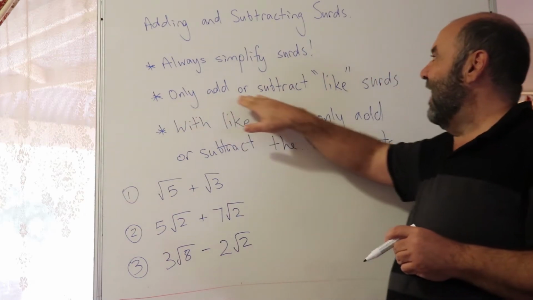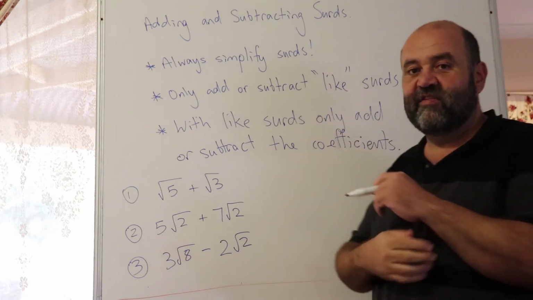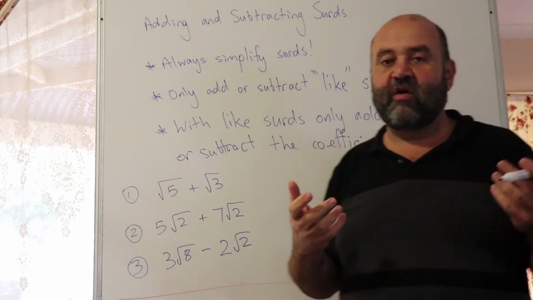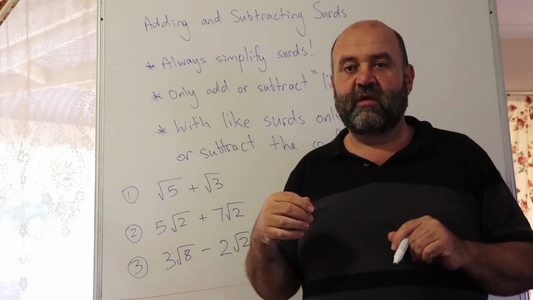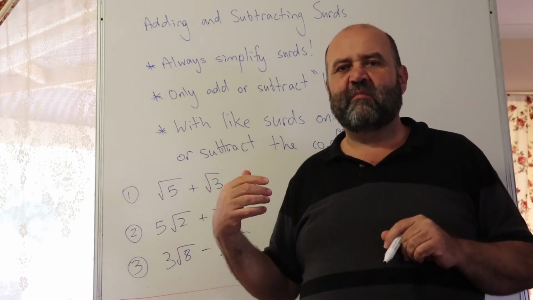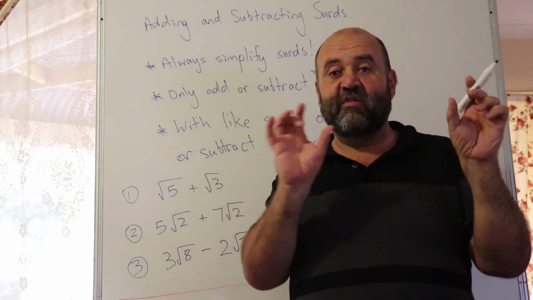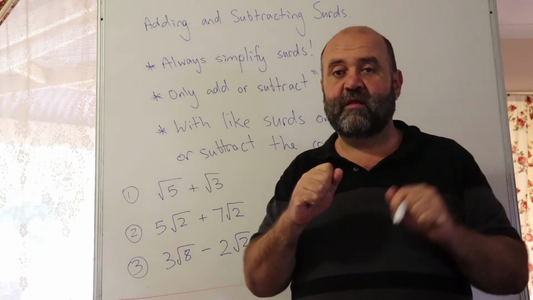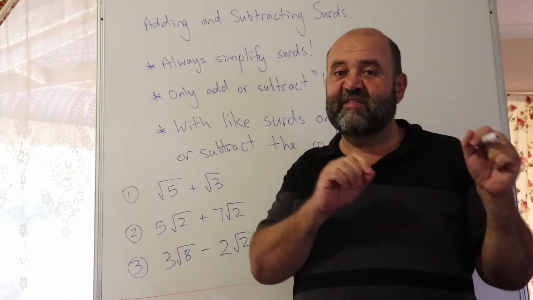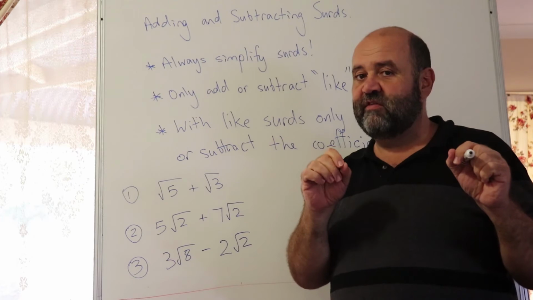And then we can only add or subtract like surds. So two surds are like if they've got the same thing underneath the square root sign. So we're going to see an example with this coming up. So you have to have the same things under the square root signs for you to be able to add or subtract, okay? Now remember, we're only looking at addition and subtraction, not multiplication and division in this video.